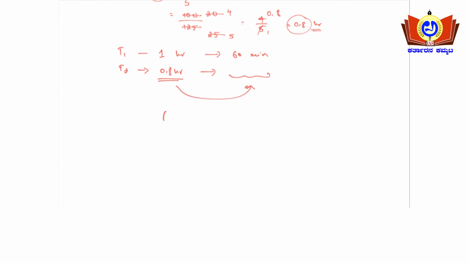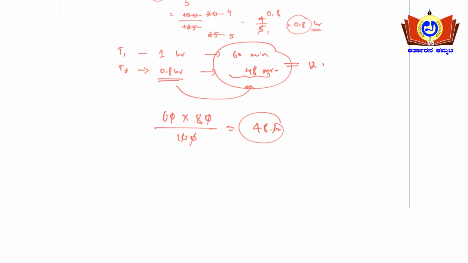This 60 into 80 divided by 100 will be equal to 48 minutes. Okay, 0.8 hours means 48 minutes. So what is the difference here? 12 minutes is the difference here. So this 12 minutes is the 20% of 60 here. Okay, see here, 60 into 20 divided by 100 will be 12 minutes.